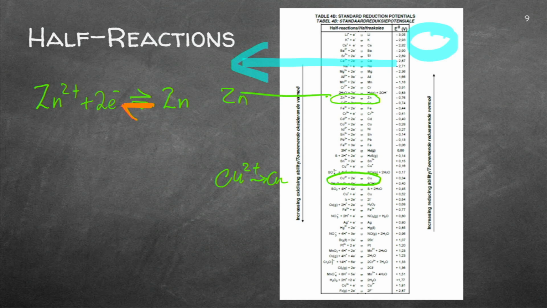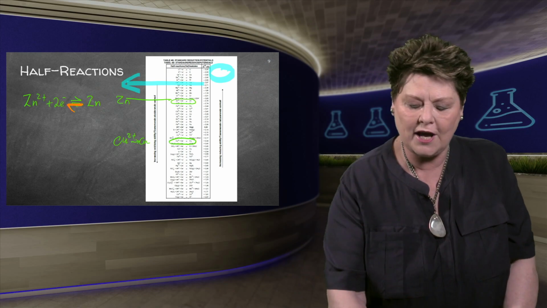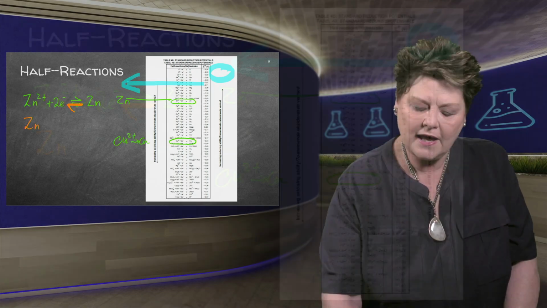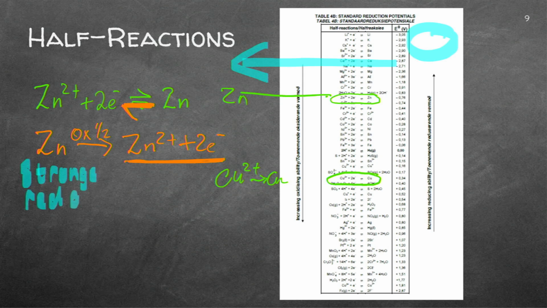And because we are writing from left to right, you've got to change that equation and write it as if it's going from left to right. So that's the one reaction. Can you see? It loses electrons, so it's the oxidation half reaction. What do we also know? We know that this is the stronger reducing agent.